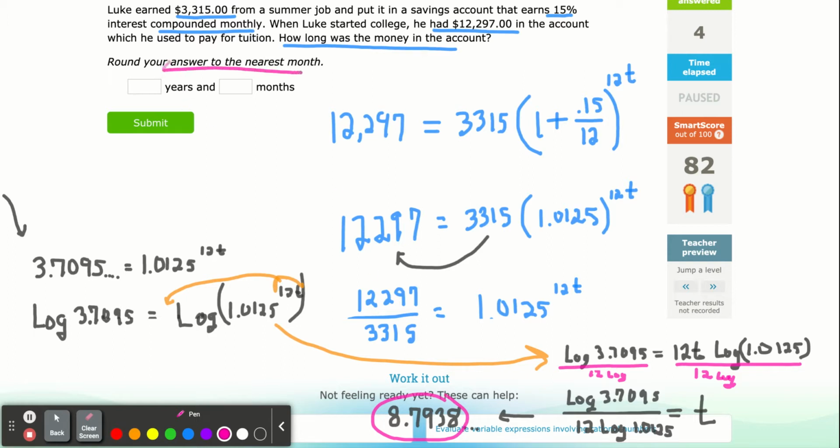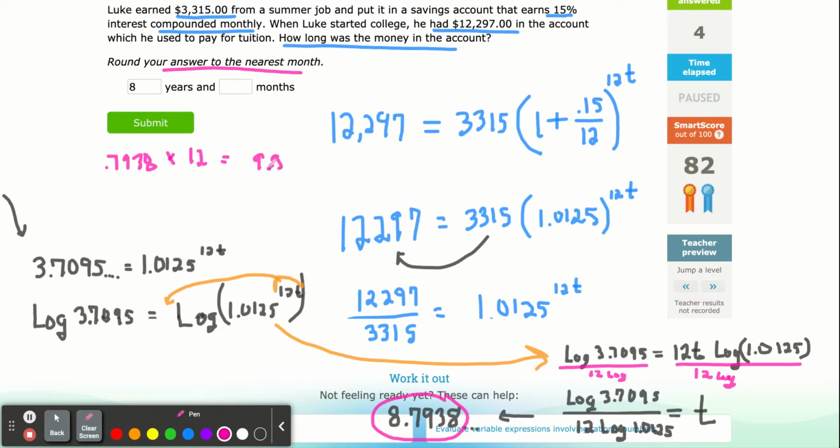Now, this is not quite my answer, because if you'll notice, it says round your answer to the nearest month. So I know it's 8 years and some portion of 12 months. So what I actually do is I'm going to type in 8 for my years, and then I multiply the 0.7938 by 12 to find out how many months that is.